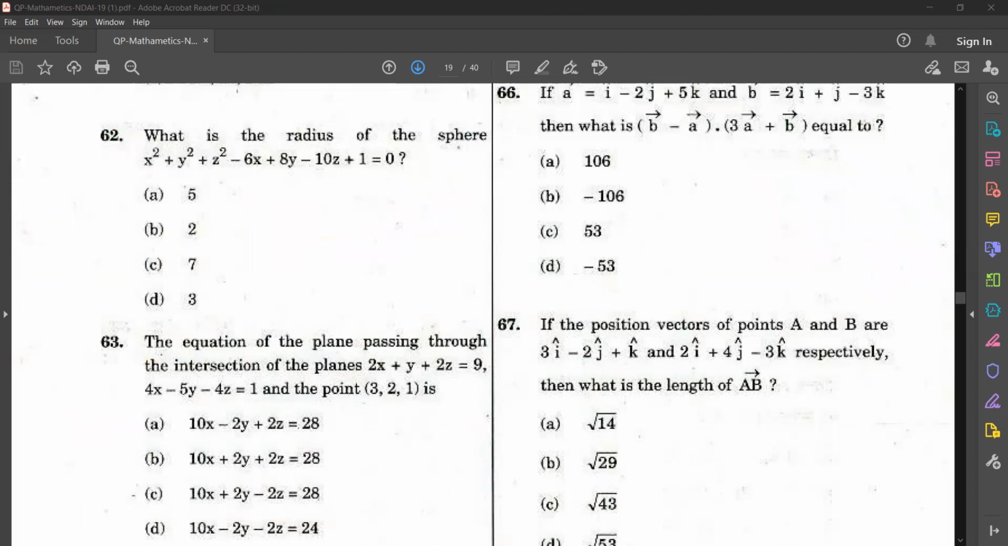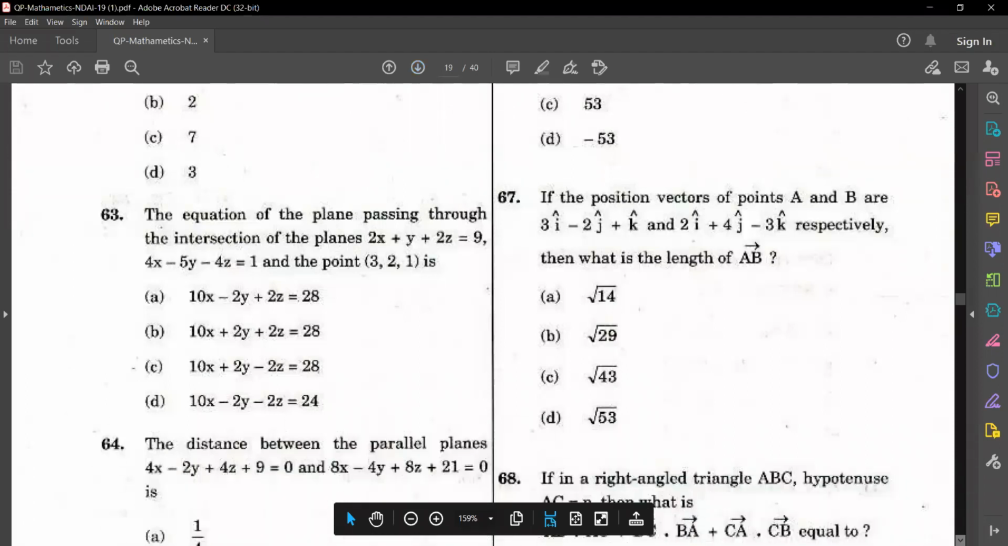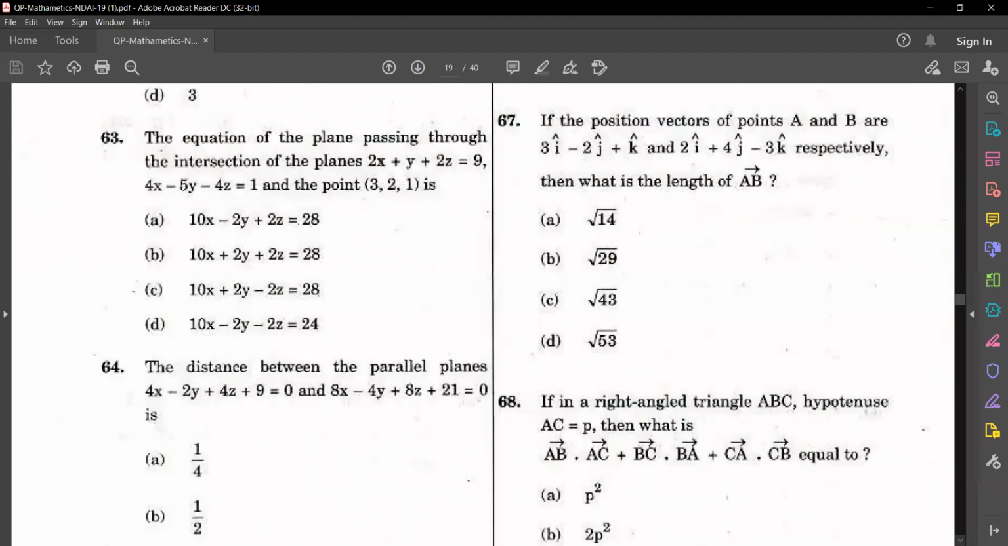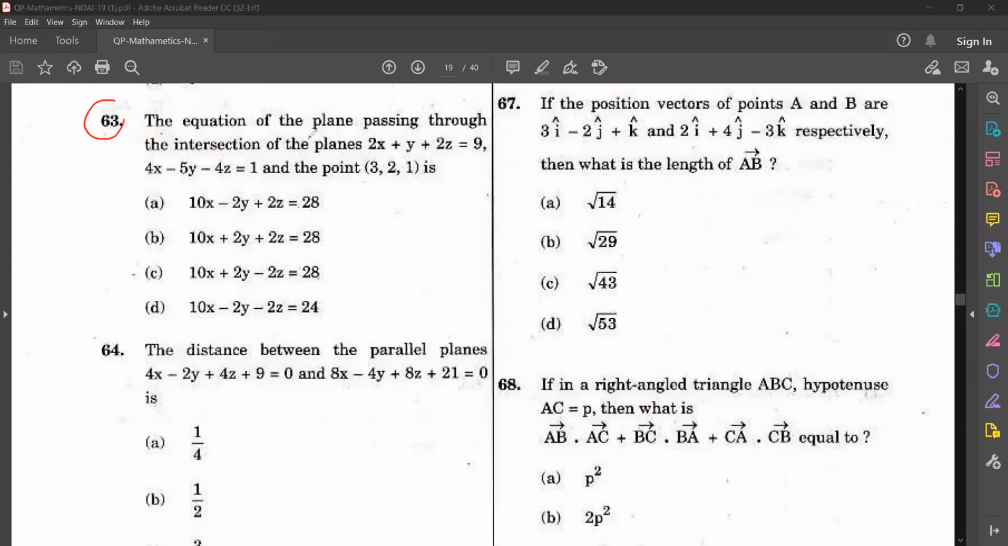Question number 63. Read the question number 63. The equation of the plane passing through the intersection of the planes 2x plus y plus 2z is equal to 9, comma 4x minus 5y minus 4z equal to 1, and the point 3, comma 2, comma 1 is. And you are given the options A, B, C, D.